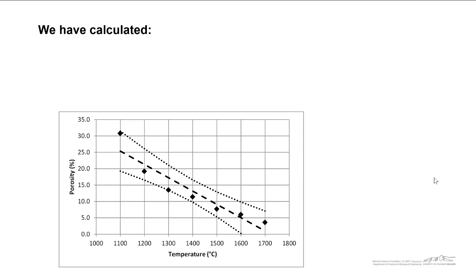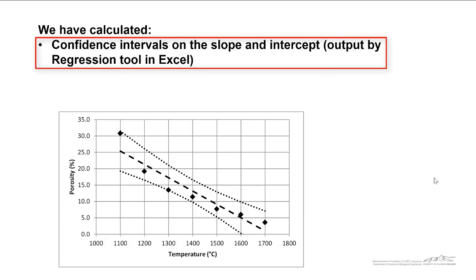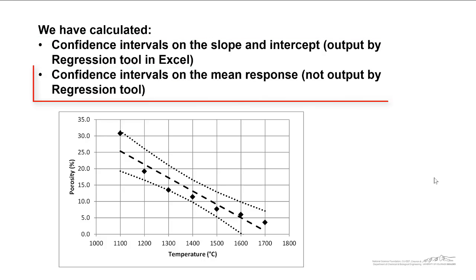So let's continue with our example. We have porosity as a function of temperature. So far, we have calculated confidence intervals on the slope and intercept, and these are output by the regression tool in Excel. And you've also learned how to calculate confidence intervals on the mean response, and these are not output by the regression tool. Our dotted line here is just our line of best fit, and that's our best estimate for the true model that relates porosity to temperature. And so we can calculate confidence intervals on the slope and intercept. We can also put together confidence intervals on the mean response.